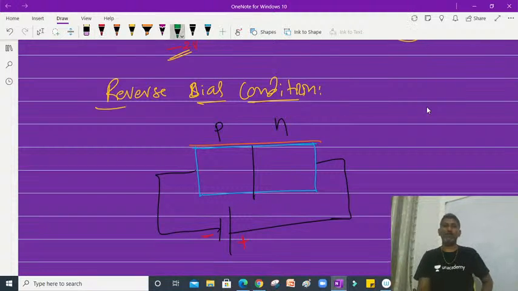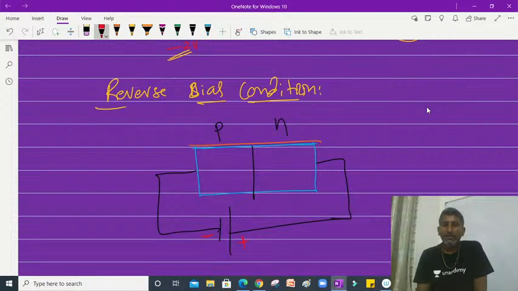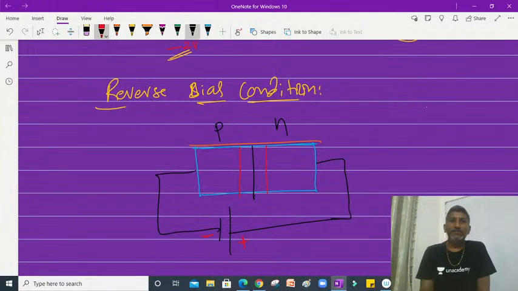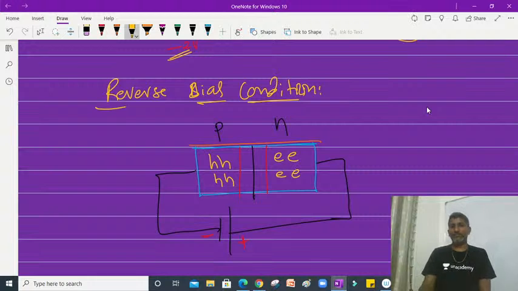See friends, what happens here? What is going to happen? Just observe here. This is the depletion layer, which it has initially. Now in P-type, holes are the majority, and here in N-type, electrons are the majority, we know that.